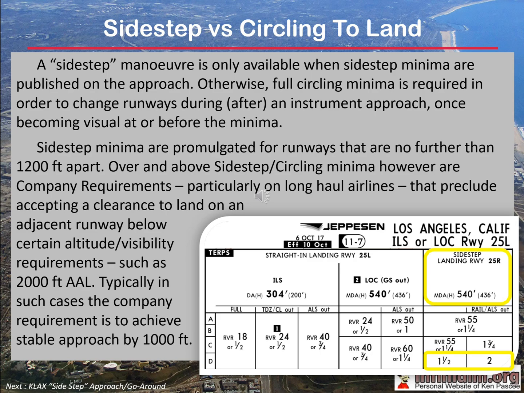It should be clear that in no way can stabilised approach policy be met with such a manoeuvre using the sidestep minima. Hence, many companies, particularly long-haul operators, publish the higher runway change sidestep altitude requirement previously discussed, with or without an equivalent visibility requirement, in effect turning what was a visual manoeuvre segment after an instrument approach into a visual approach to a new runway.